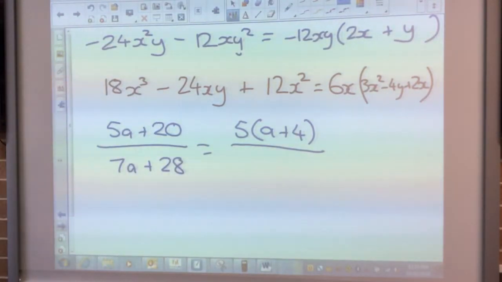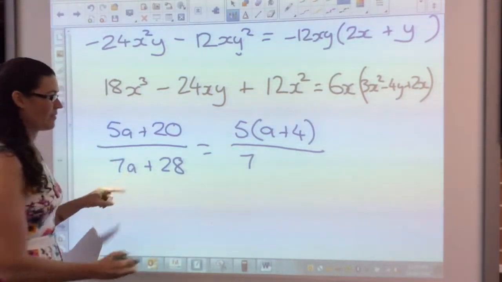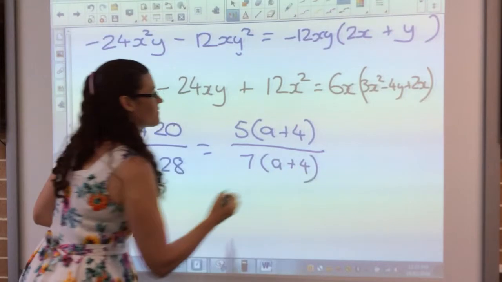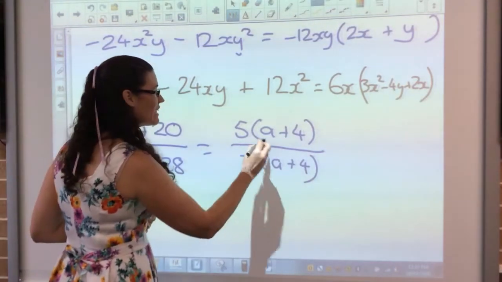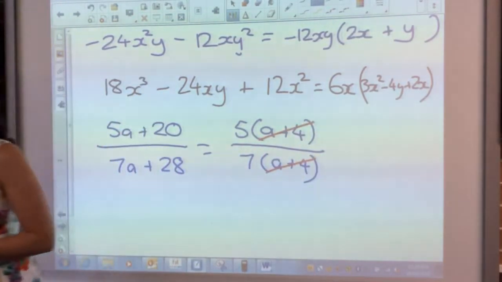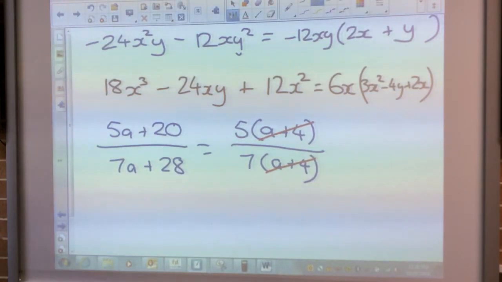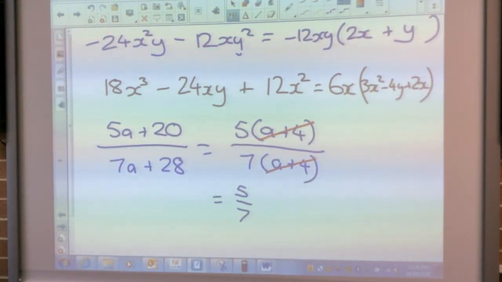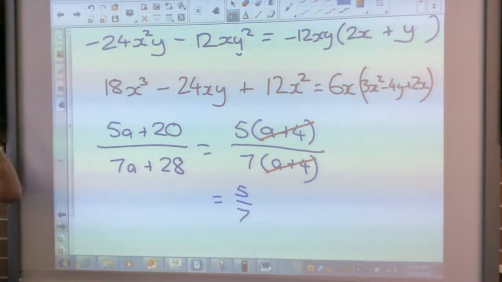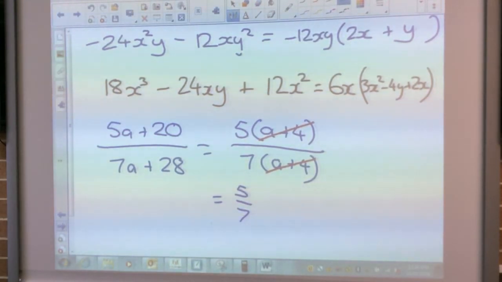Yep. 7 and 7, in the brackets A plus 4. Is there a common factor now? Yes. Because it is a common factor, which means it's multiplied by the other things there, I can completely cancel the whole A plus 4. And my answer is 5/7. How cool is that? From a fraction that looked really horrible and there was no common factor, as you look at it, we were able to simplify it so that that fraction is always equal to 5/7.